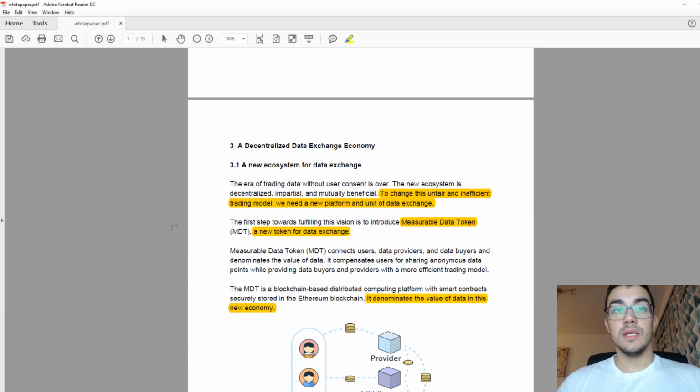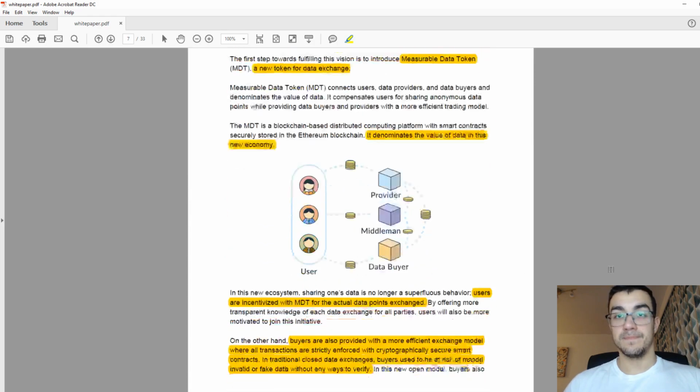A new ecosystem for data exchange. To change this unfair and inefficient trading model, we need a new platform and unit of data exchange. The first step towards fulfilling this vision is to introduce Measurable Data Token, a new token for data exchange. It denominates the value of data in this new economy.